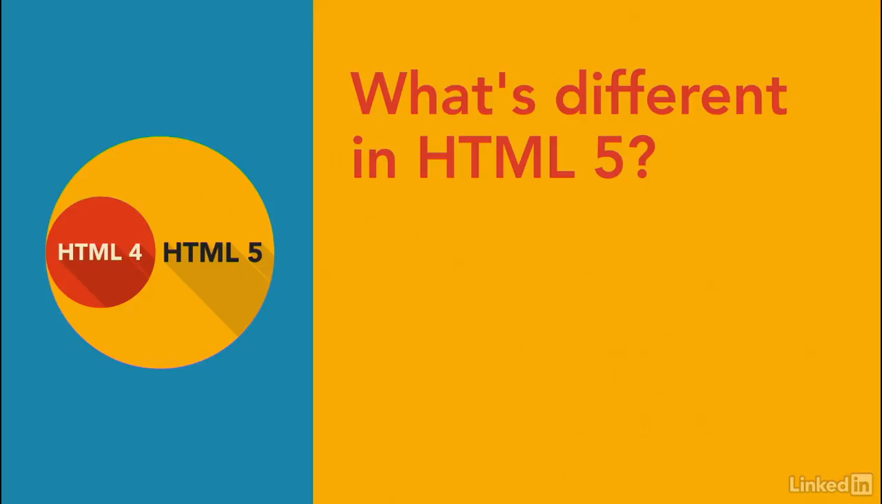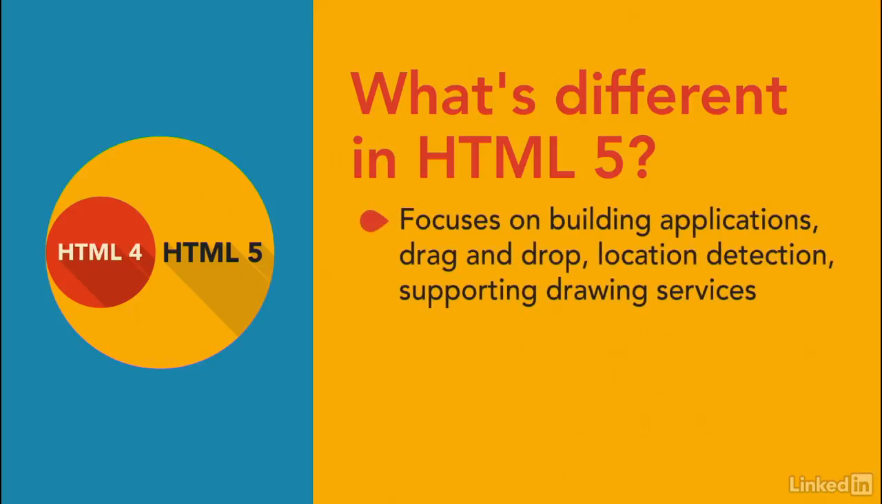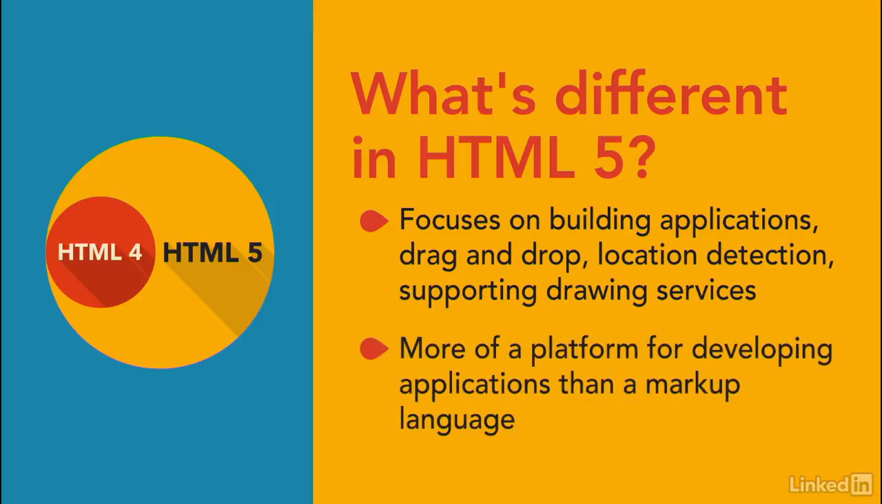Now, where the specification really diverges from 4.0 is its focus on building applications, things like drag and drop, location detection, support for drawing services like Canvas, things like that, make it really more of a platform for developing applications than a mere markup language. Now, for the most part, the W3C has split those application-focused areas into their own specifications. So a lot of what you hear referred to as HTML5 is actually a collection of individual specifications.